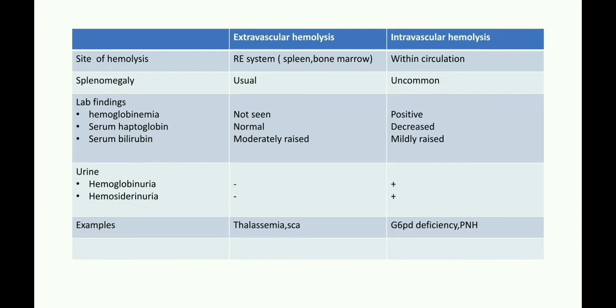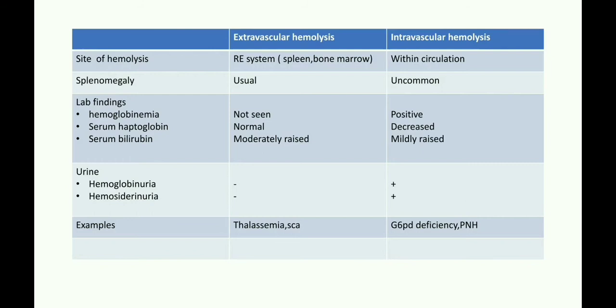Now, what are the lab findings that you can get in extravascular and intravascular hemolysis? See, in intravascular hemolysis, there is destruction of the RBC within the circulation. So there will be release of free hemoglobin, and this hemoglobin is captured by a serum protein called haptoglobin. So in this condition, the serum haptoglobin level will be decreasing, because it always forms a complex with the released hemoglobin.